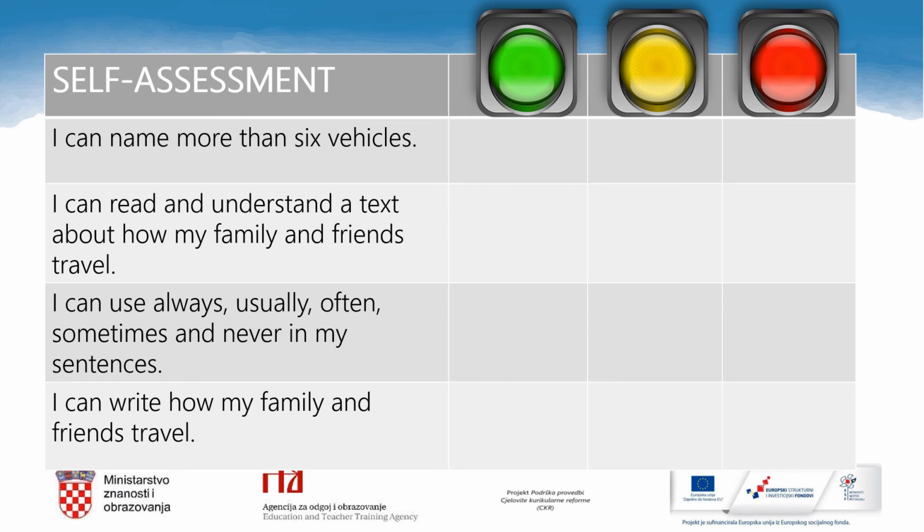Znam imenovati više od 6 vozila. I can read and understand the text about how my family and friends travel. Znam pročitati i razumjeti tekst o tome kako moja obitelj i prijatelji putuju. I can use always, usually, often, sometimes and never in my sentences. Znam koristiti always, usually, often, sometimes i never u svojim rečenicama. And I can write how my family and friends travel. Znam napisati kako moja obitelj i prijatelji putuju.